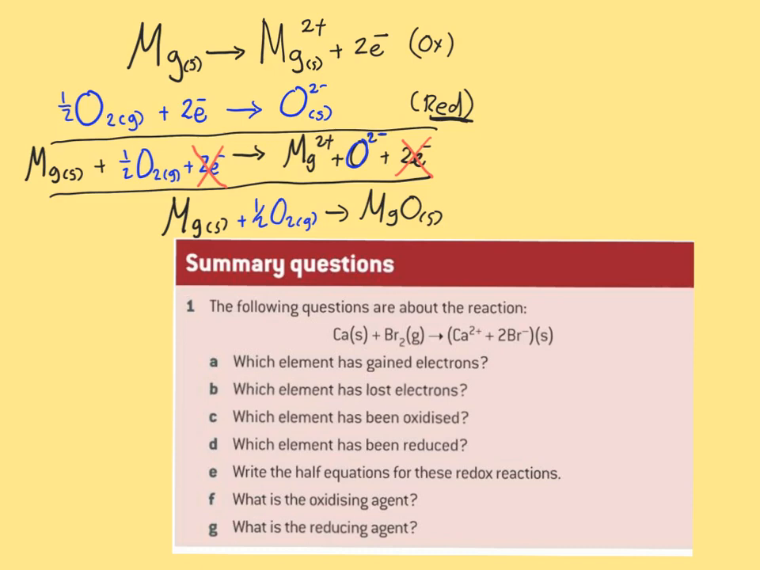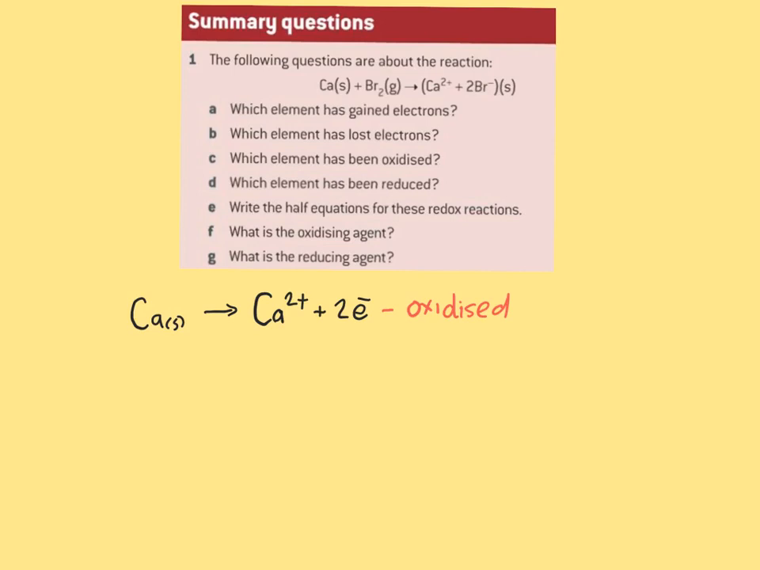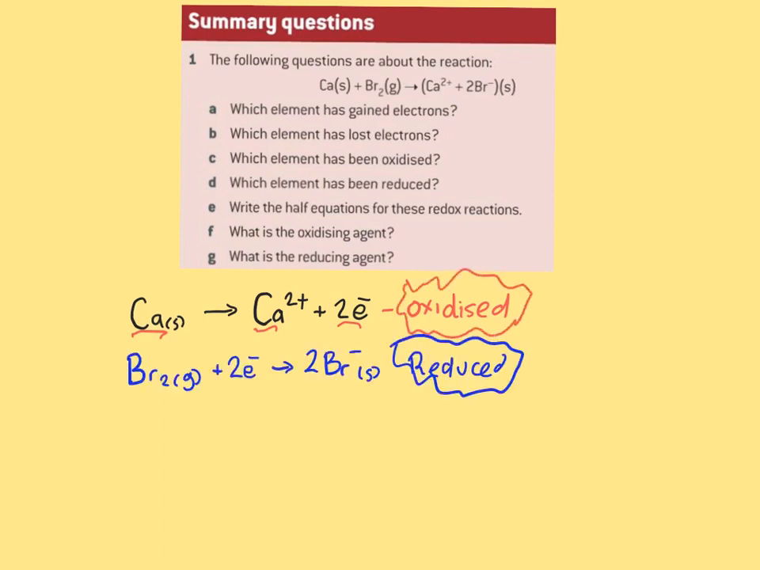Pause the video now. You can see that the metal calcium has lost electrons and has therefore become oxidized. And that happens to all metals. Metals tend to lose electrons to become oxidized. The bromine is a non-metal element, and bromine molecules have gained electrons and have therefore become reduced. And non-metals tend to gain electrons to become reduced.